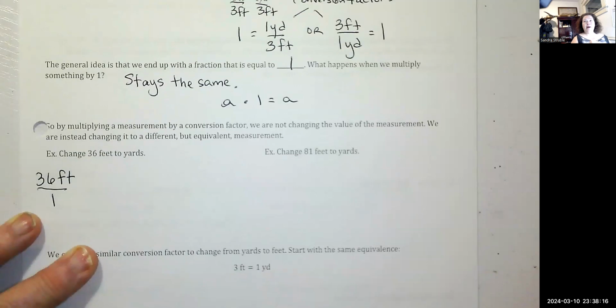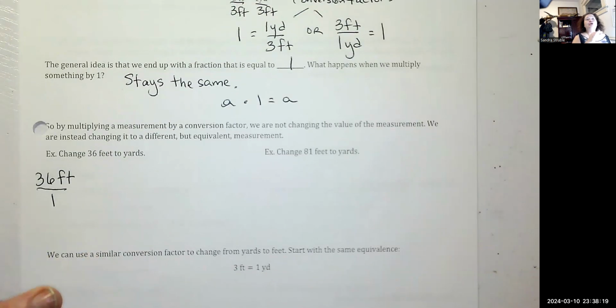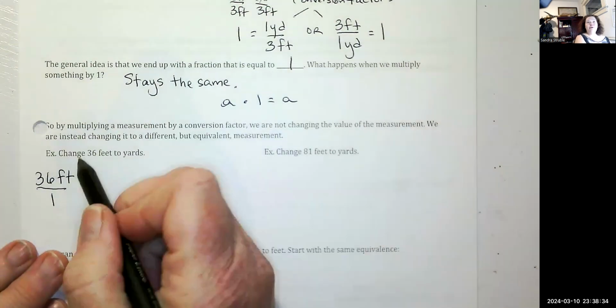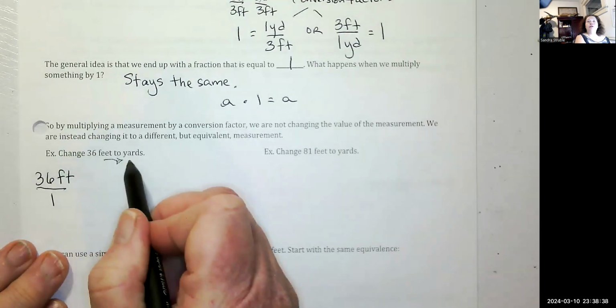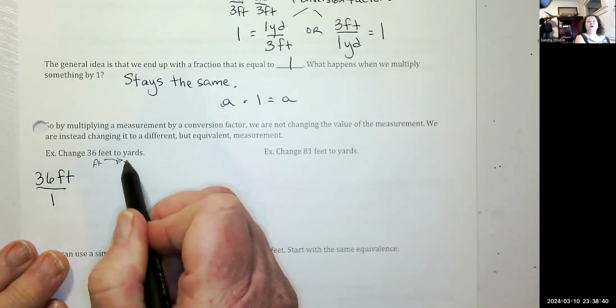Here's something I'm going to tell you about this. When we are doing these, do not do them without putting the units. You will struggle so much harder with this. If you'll please just follow this method, it works every time, and it's the easiest way to do it. Always start with what they give you. They're giving us 36 feet and they want us to switch it from feet to yards.